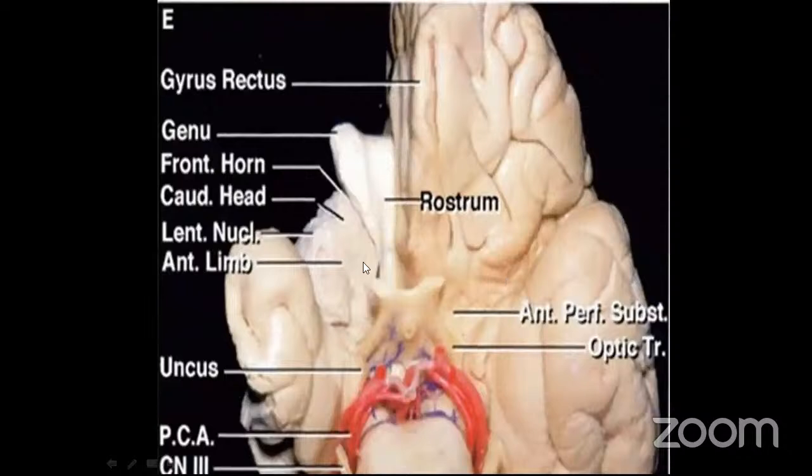This is another dissection which gives you a concept how the surface is related to the deep structures. If you remove away this portion of the frontal lobe, you can see that just above this region lies the genu of the corpus callosum and rostrum of the corpus callosum, and above the rostrum of the corpus callosum lies the lateral ventricle.